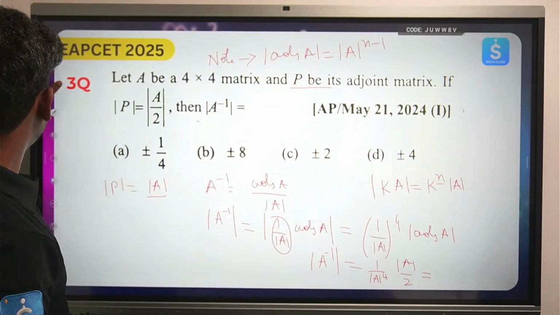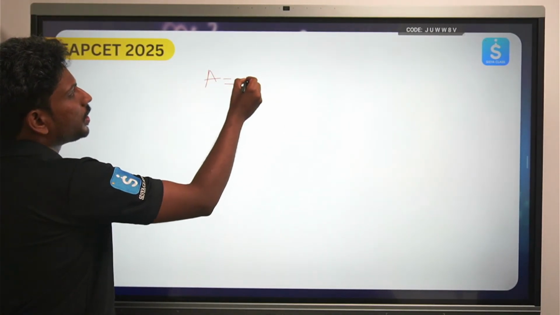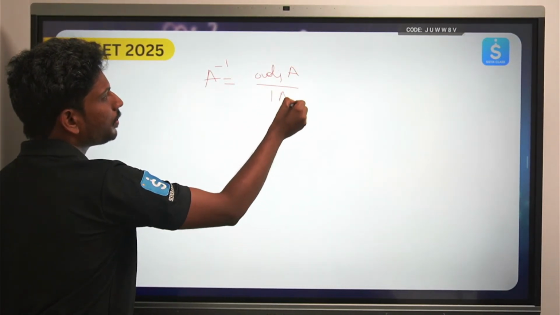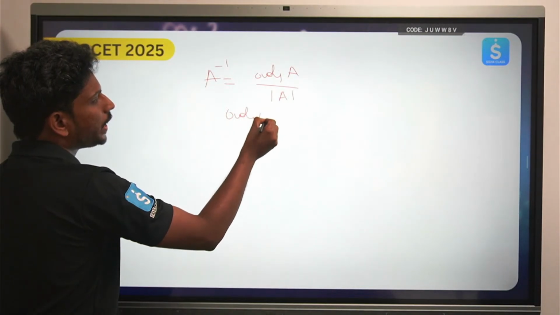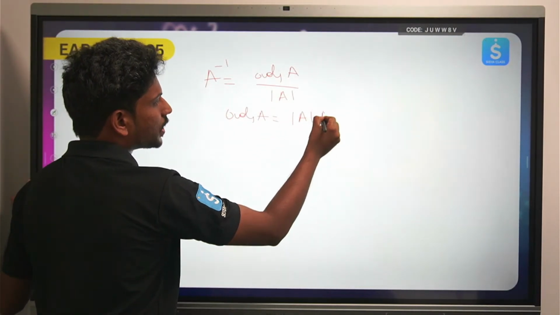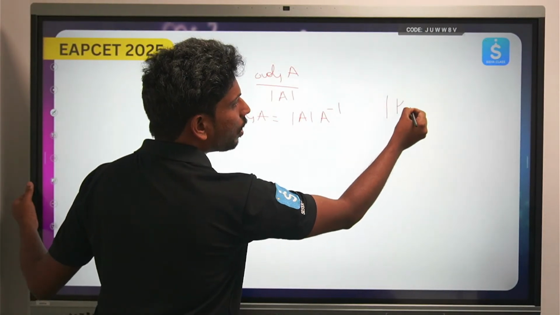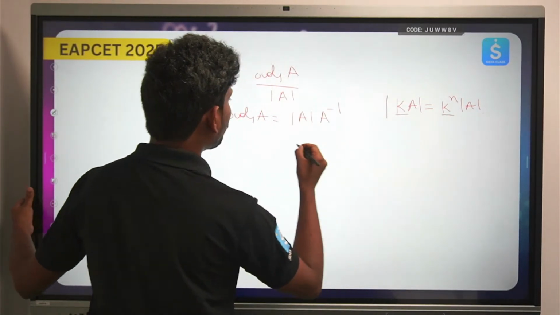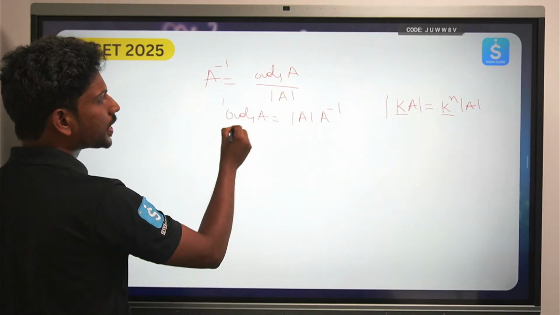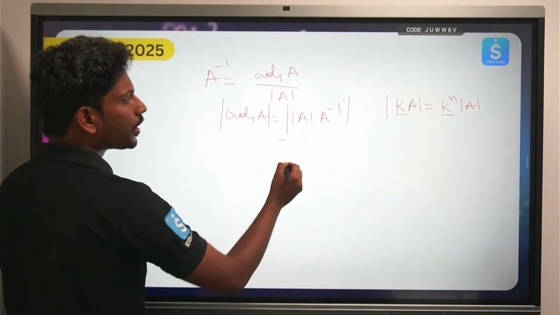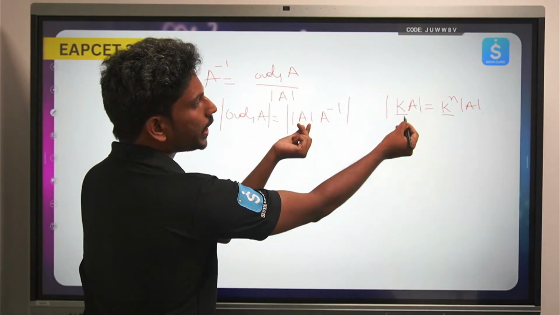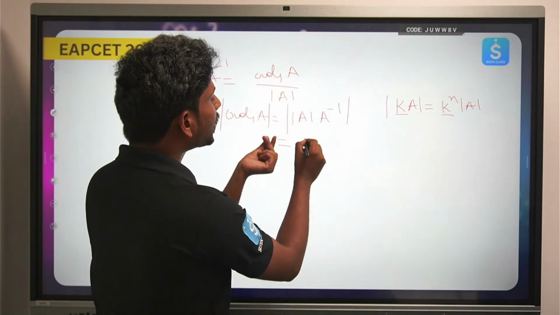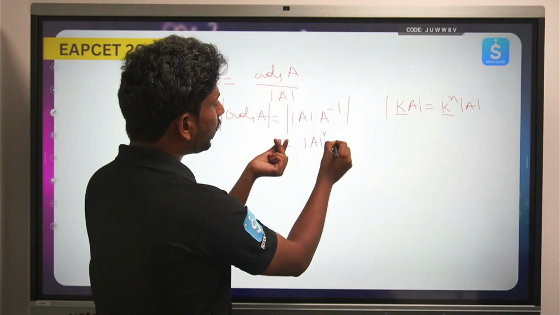How did this come? Just see here, A inverse is equals to adjoint A by det A, yes or no? Now from here I can write adjoint A is equals to det A times A inverse, right? Now we have a property that det of k times A is nothing but k power n times det A. Here k is a constant, and if I take the determinant on both sides, det of adjoint A, then it will become what? Det A is also a value, so it is acting like a constant. Now if I write this constant outside the determinant, that will become det A to the power n into det A inverse.